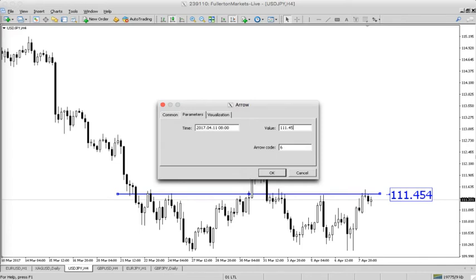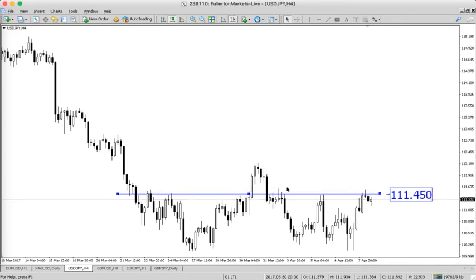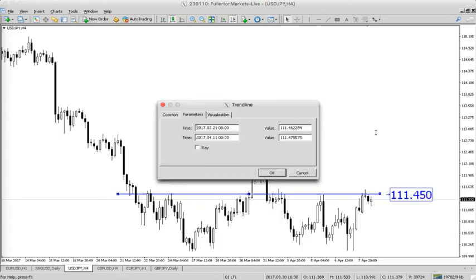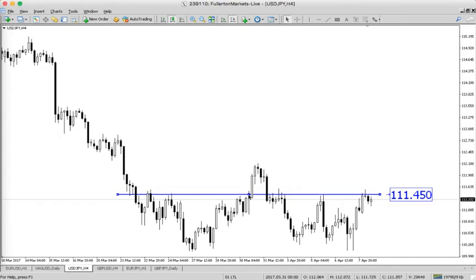So this is the region 111.45. Okay, so this is 111.45. In our report, we mentioned that if the price finds a rejection of the 111.45 region, possibly we can consider a short on the dollar yen.